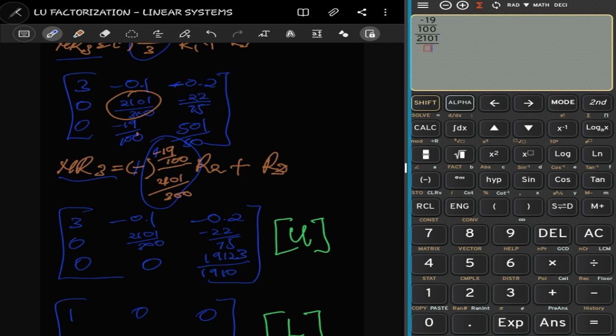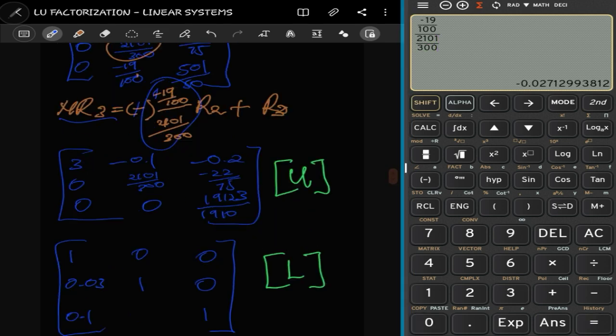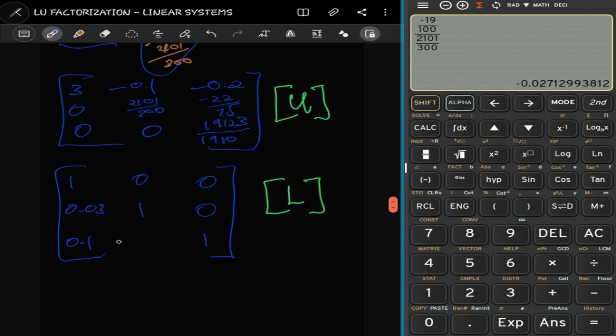0.1 on 300. And this is what it gives us, right? So about negative something. So let's see, minus 0.0. Let's do the third decimal place. Let's do 4, 2, 7, 1. So that's it. We have our lower triangle as well. So the process was this.